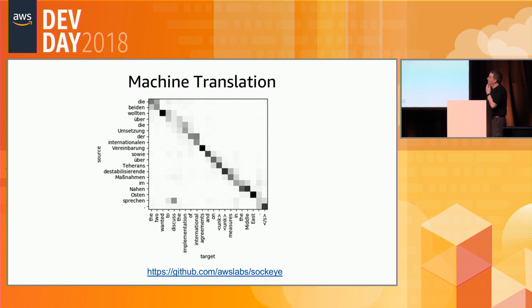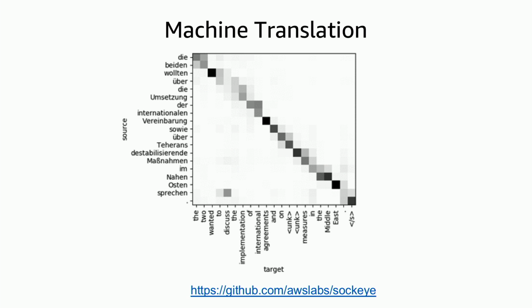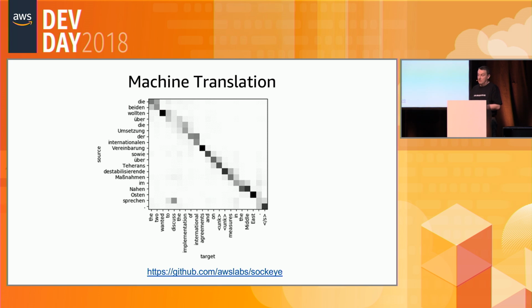And a use case for this is actually an AWS project. It's an open source project called Sockeye. It was built by our machine learning team in Berlin. And it's an open source machine translation framework based on an LSTM architecture. This is also used in Amazon Translate. It's one of the building blocks in Amazon Translate. In this case, this is an example of translating German to English.